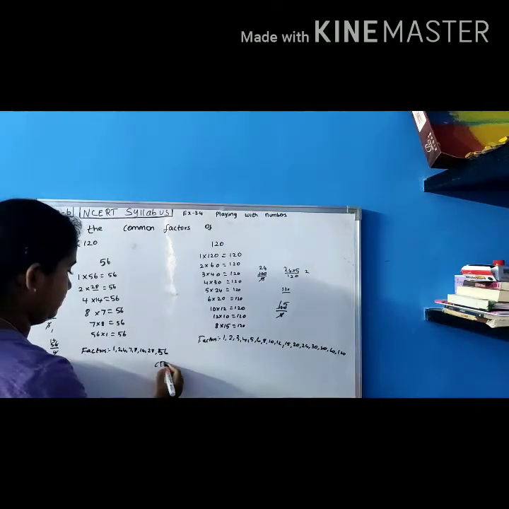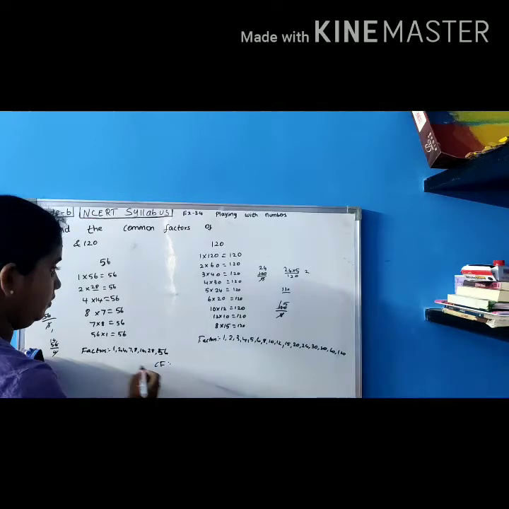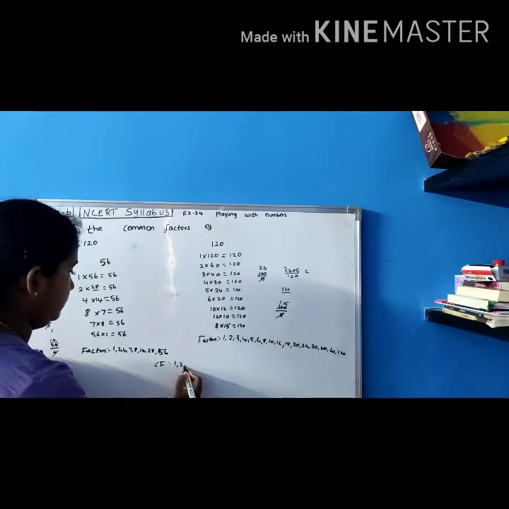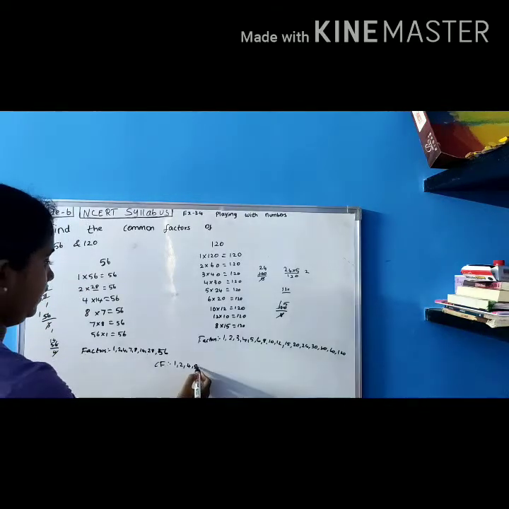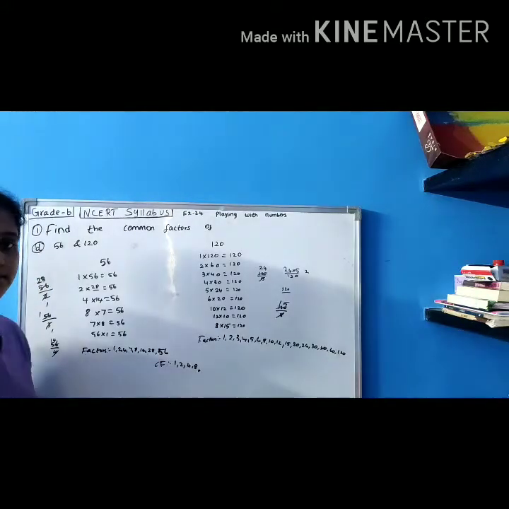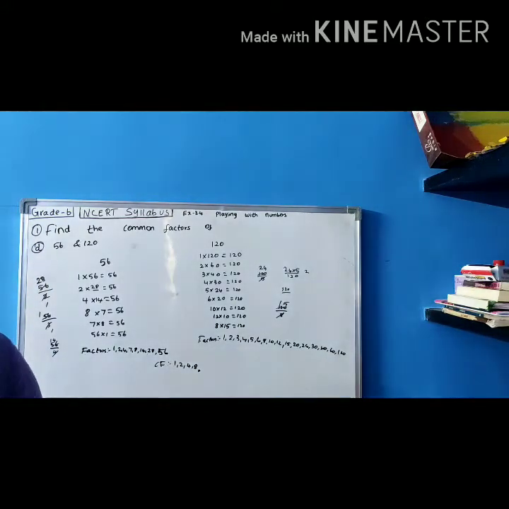Now write the common factors. 1 is there, 2 is there, 3 is not there, 4 is there, 5 is not there, 6 is not there, 7 is not there, 8 is there, 14 is not there, 28 is not there, 56 is not there. That's all. 1, 2, 4, 8 is your answer. Common factors. Okay.